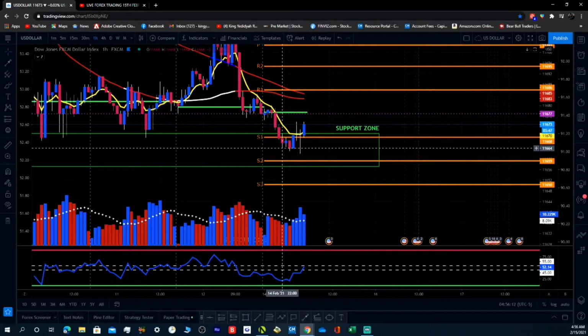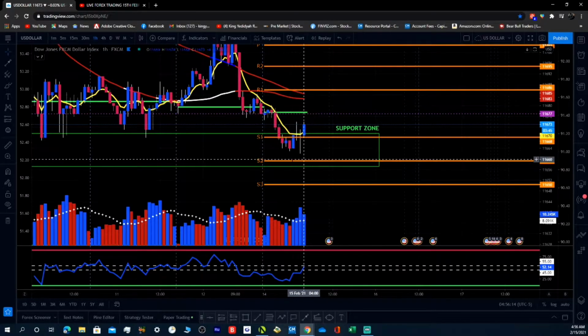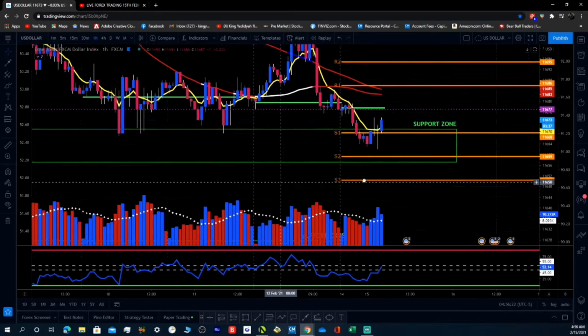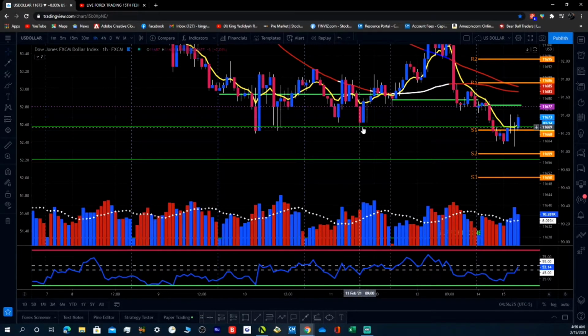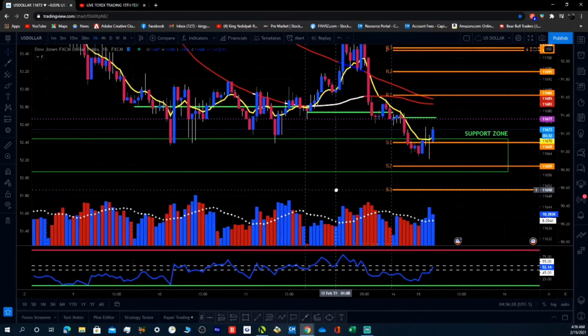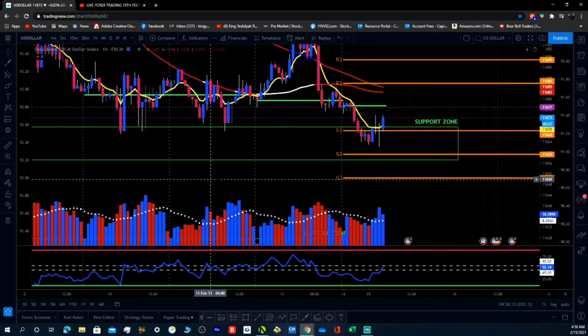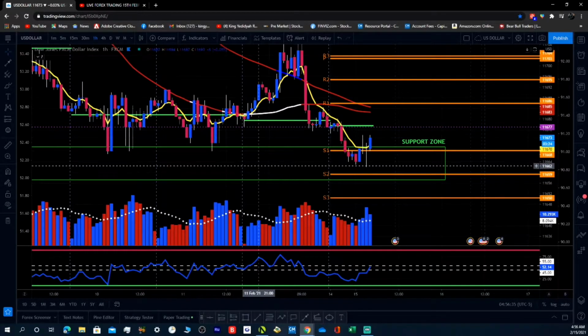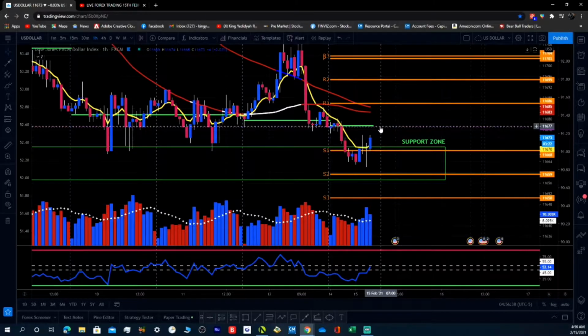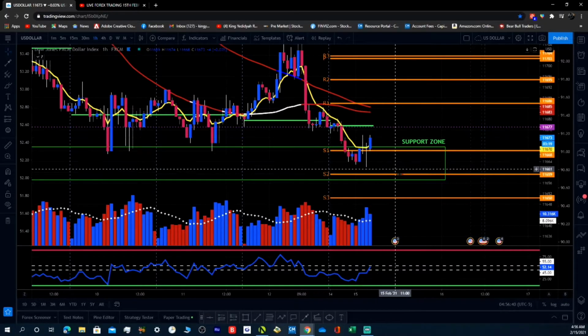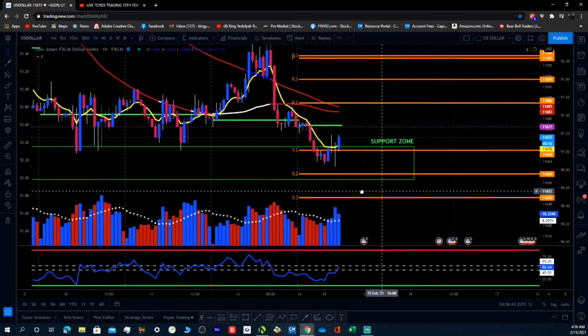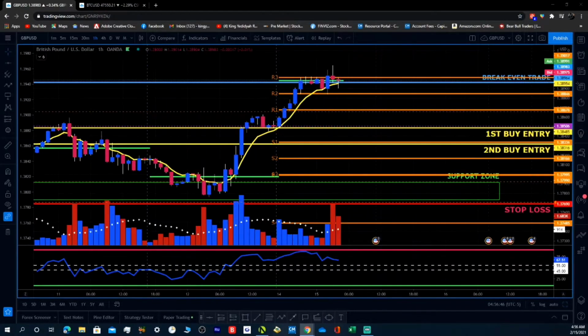So we broke below the S1, held above the S2, and now we're back above the S1. And this is my support zone here, the area that I drew. So we touched on this area before, and we usually get a push up from this area. So hopefully it stays below this level here and doesn't go any further up. So let's see what's up with the GBPUSD.